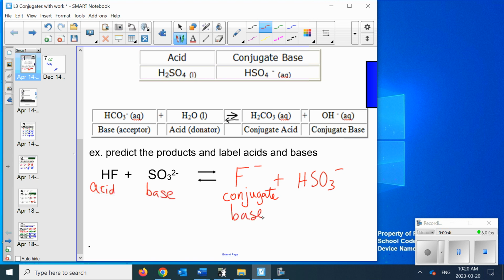Likewise, if I read this right to left, HSO3 does what an acid should do. It donates an H plus to there, right? So reading it right to left, it acts as an acid. So I'm going to say it's the conjugate acid. You know what I mean if you write down just CB, CA, conjugate base, conjugate acid. You don't have to write out the full words. I have it written out this time.